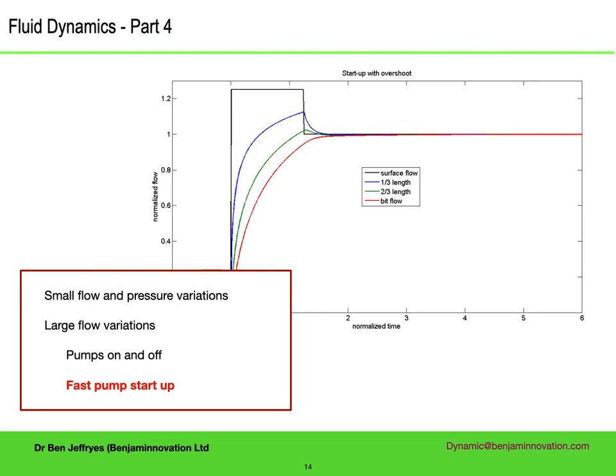On startup, however, the bit flow rate will take a much longer time to stabilize than the time the flow took to stop. The graph shows how this process can be sped up quite safely by bringing the pumps up to a higher flow rate and then down to the flow rate chosen for drilling.